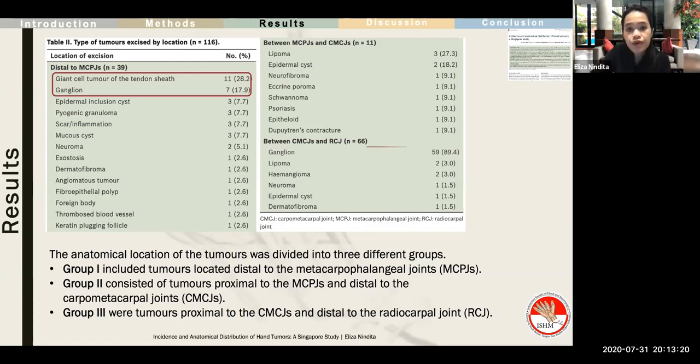And as for most of the cases here, as we can see, I highlighted in the red box that between the CMCJs and the RCJ, it is 59 from 66 patients, which is most of the patients, 89.4%. So this ganglion actually makes up most of the tumors out of the 116 tumors that we can see.